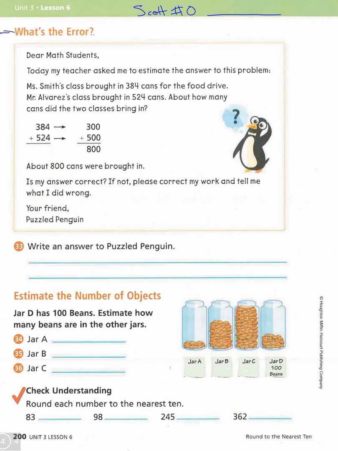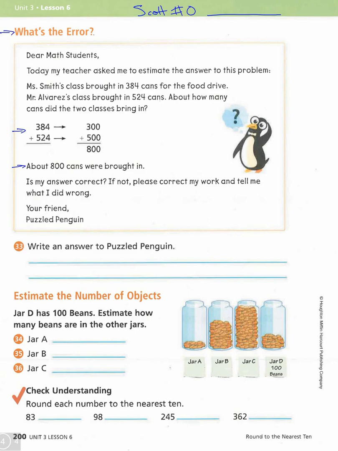Okay, so Puzzled Penguin, what's the error, right? There's always an error. He writes, "Dear math students, today my teacher asked me to estimate the answer to this problem. Ms. Smith's class brought in 384 cans for the food drive. Mr. Alvarez's class brought in 524 cans. About how many cans did the two classes bring in?" And then right here it shows you how he rounded those numbers and his total. And he said about 800 cans were brought in. Is my answer correct? If not, please correct my work and tell me what I did wrong.